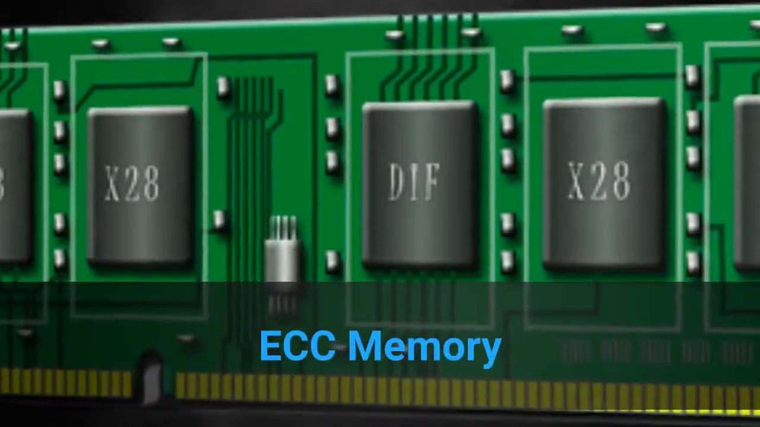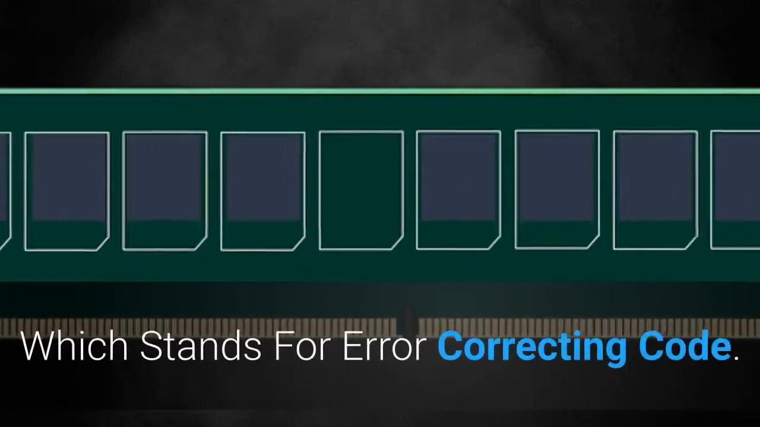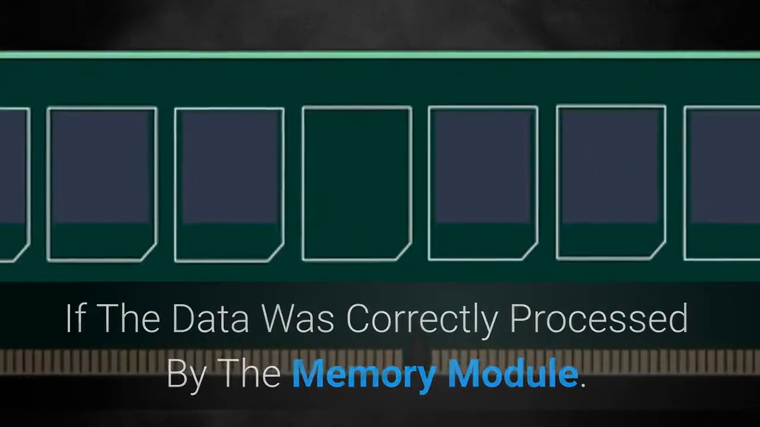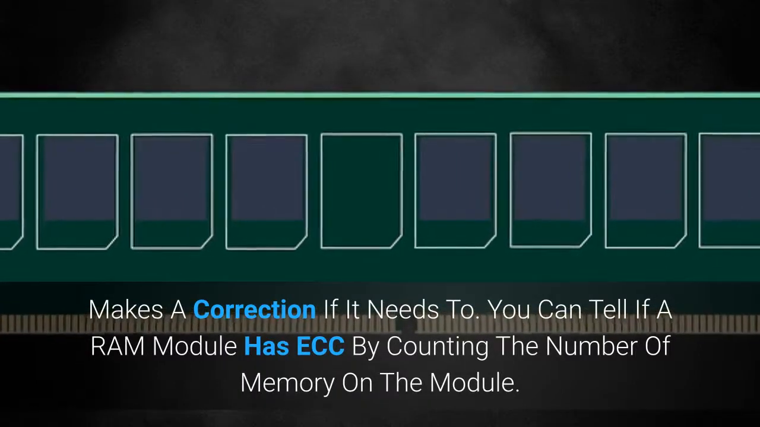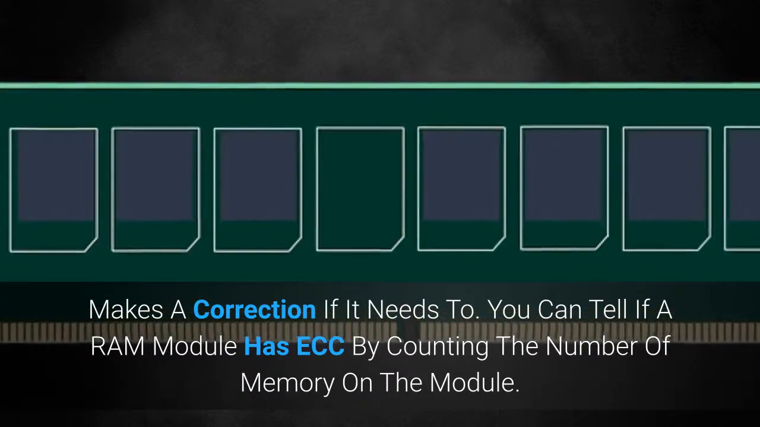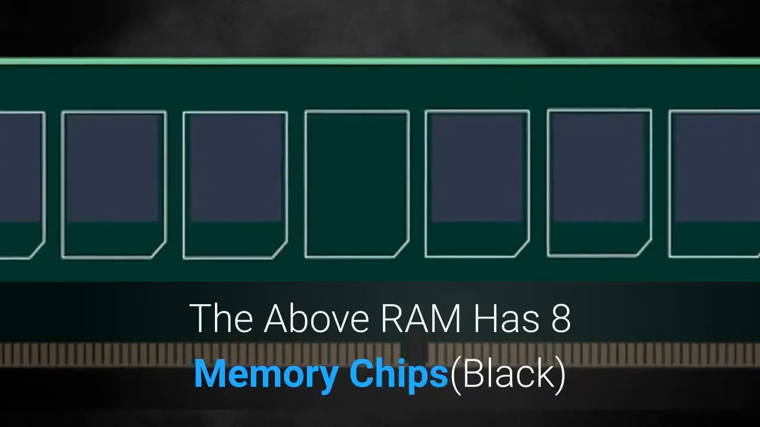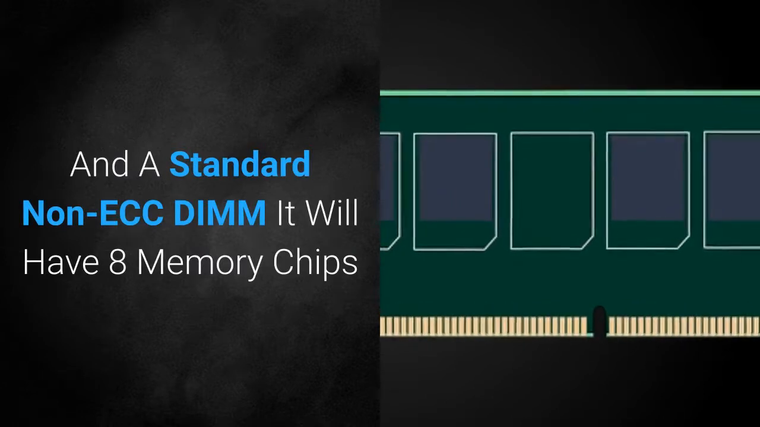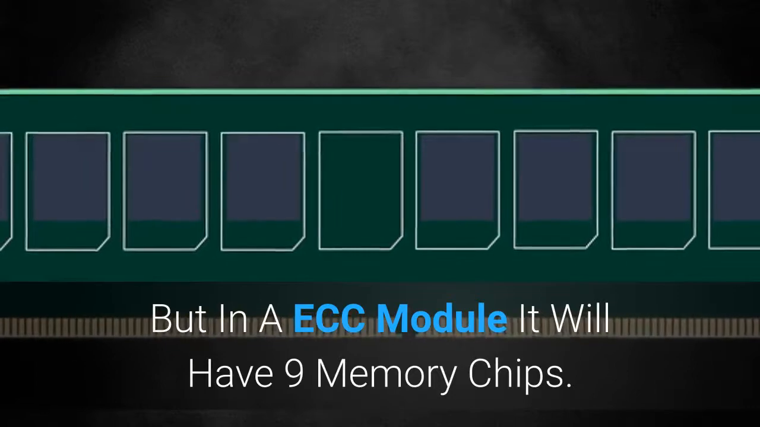ECC memory. Some RAM modules have ECC, which stands for Error Correcting Code. What it does is detect if the data was correctly processed by the memory module, and make a correction if it needs to. You can tell if a RAM module has ECC by counting the number of memory chips on the module. The above RAM has 8 black memory chips. A standard non-ECC DIMM will have 8 memory chips, but an ECC module will have 9 memory chips.